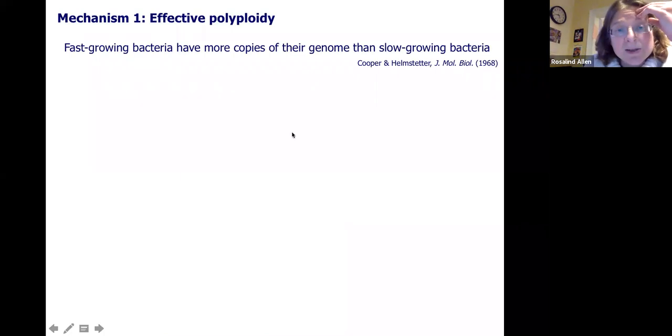So the first mechanism is what we call effective polyploidy. And that arises from the fact that with bacteria, they can grow at different rates. So bacteria can be fast growing or slow growing depending on the environment they find themselves in. And if they're growing fast, they have more copies of their genome than if they're growing slow.